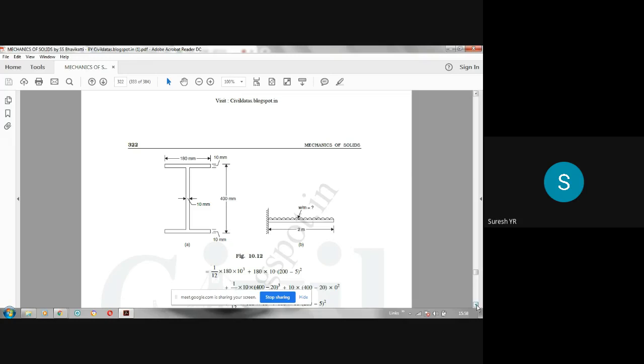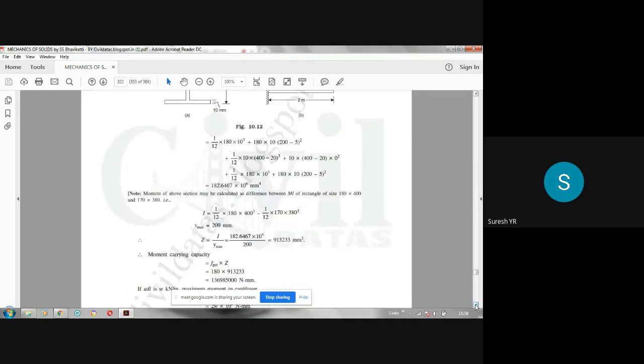Okay. So moment of inertia of bigger rectangle, BD cube by 12. B will be 180, D will be 400. So BD cube by 12 minus, we have to deduct moment of inertia of that remaining hollow portion. B is 170, D is 380. That means 1 by 12 times 170 into 380 cube, BD cube by 12. And y max is 200 mm.